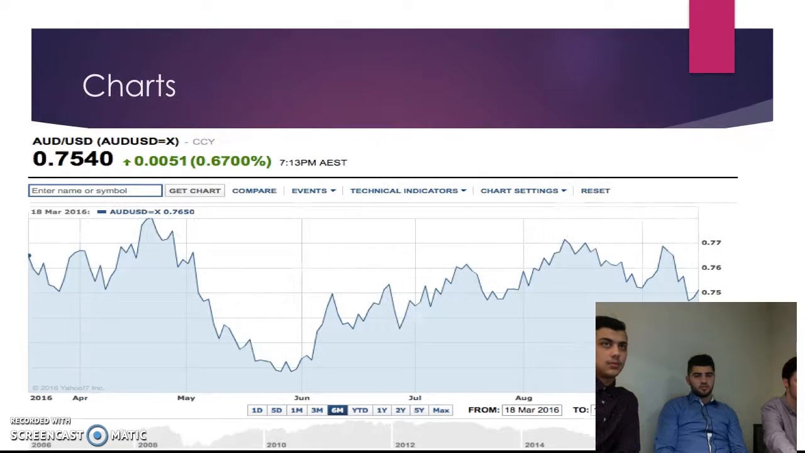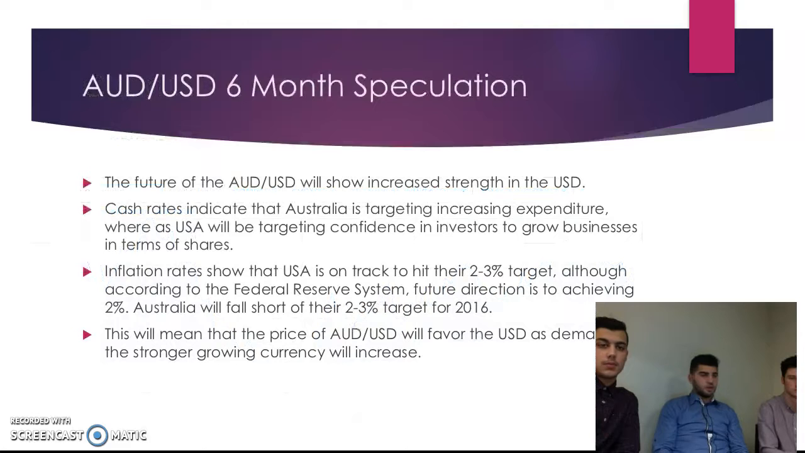This chart just once again gives a 6-month view of the AUD and USD exchange rate. At the moment, the going rate is 0.7540, and this graph just depicts the changes in the past half year. The AUD and USD 6-month speculation. The future of the AUD USD will show increased strength in the USD.